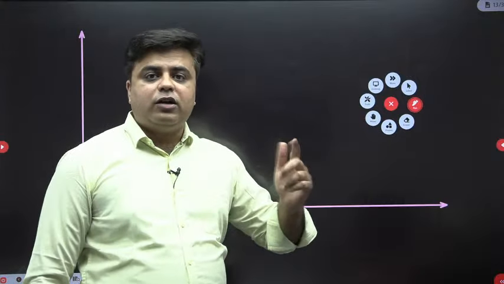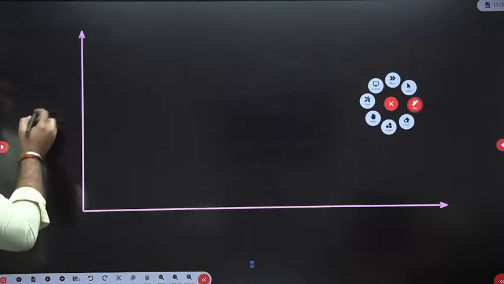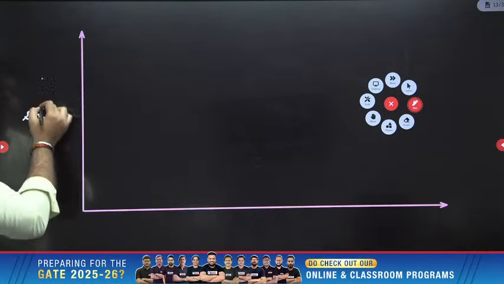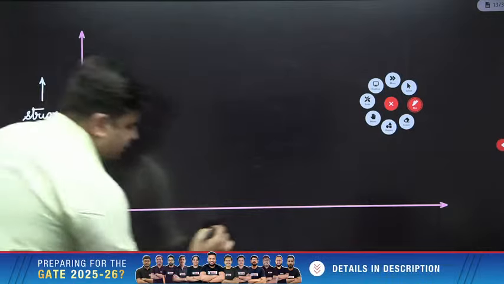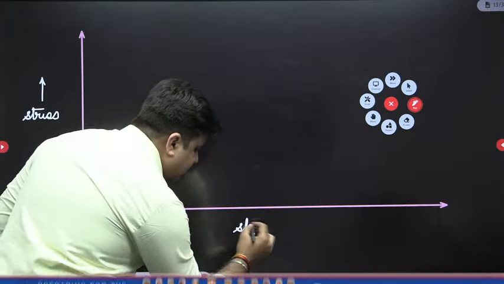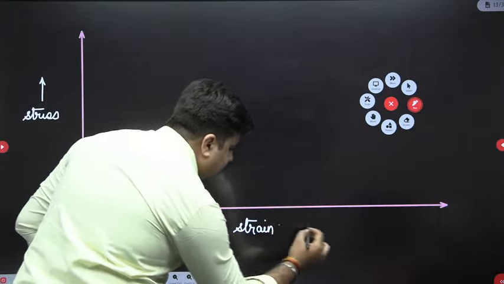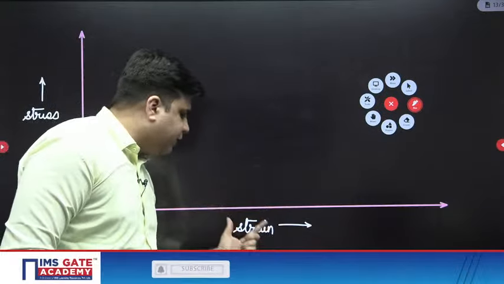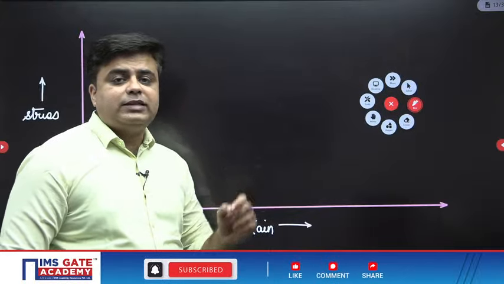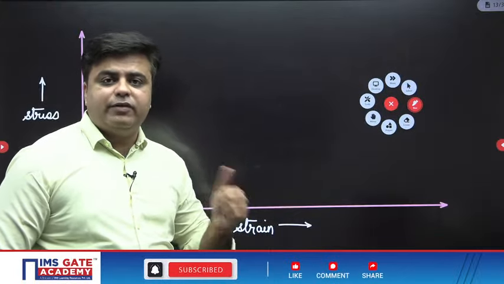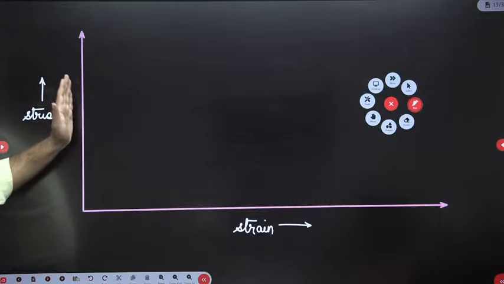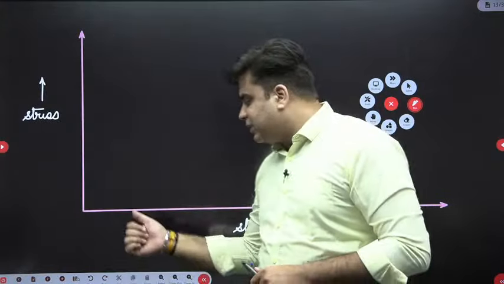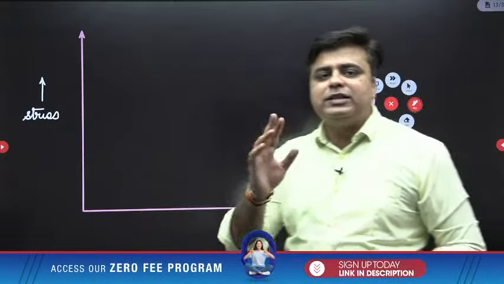Now when you start loading the sample, before that, let me draw this diagram, stress versus strain. My simple question is, why is stress on the y-axis and strain on the x-axis? Because this question can be asked in a very different way in many interviews. Whichever thing is written on the x-axis is the independent variable, and the thing on the y-axis is the dependent variable. The answer is very simple.